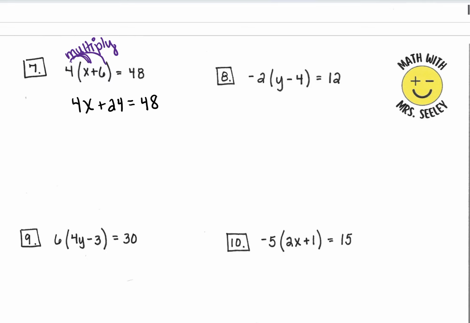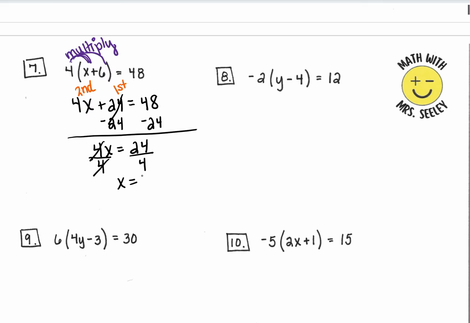That's what it means to distribute. And then from here, you have exactly what we just got finished doing, where that's your first, and that's the second thing that you'll do. So subtract 24 from both sides. So I have 4x is equal to 24. Divide by 4, because if that's a multiply by 4 or a 4 in the numerator, you're going to put a 4 in the denominator so that they can cancel, and x is equal to 6.